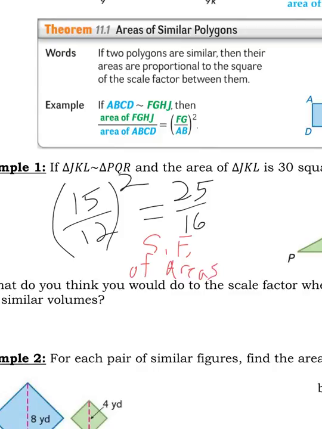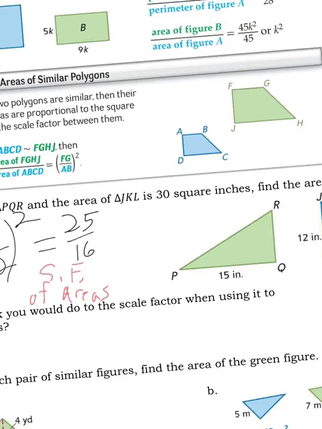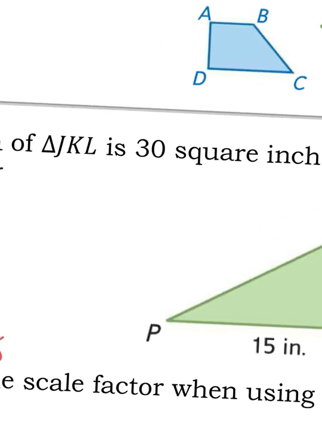The next step would be to make a proportion. If the figures are similar, then the areas are similar. So I'm going to do a proportion. I'm going to go 25 over 16. I'm doing the left over the right triangle.